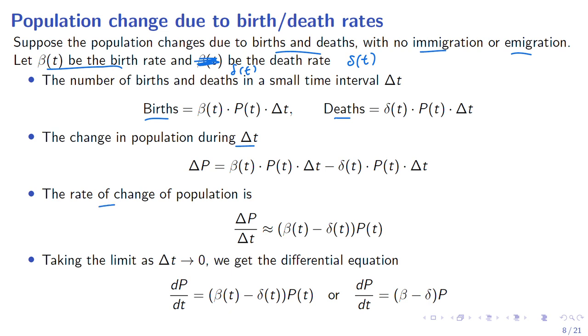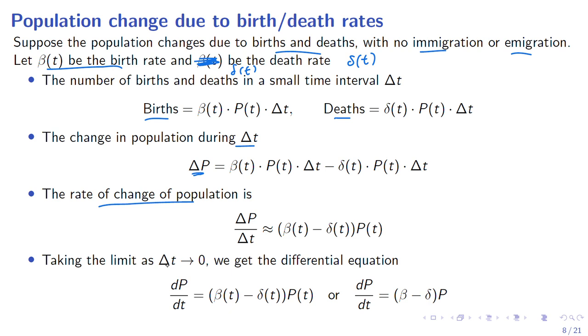Now, the rate of change of the population is the change of the population, which is delta p divided by delta t. So if we divide this by delta t, we will get beta of t minus delta of t times the population p of t.